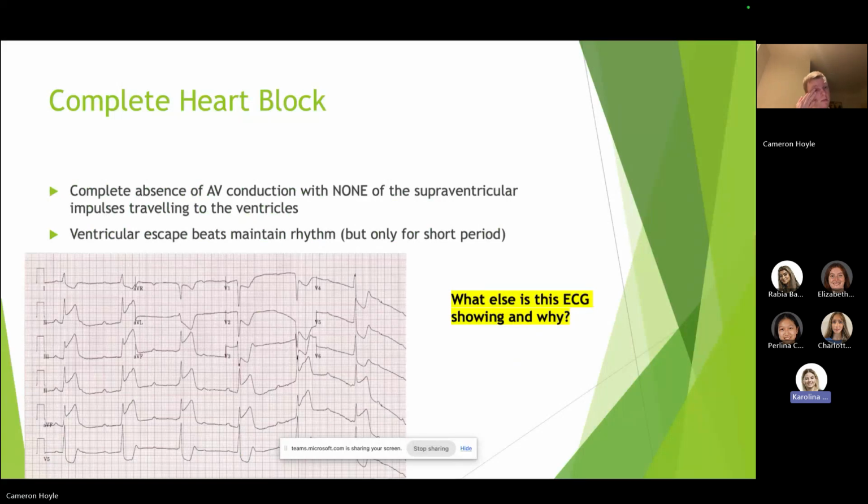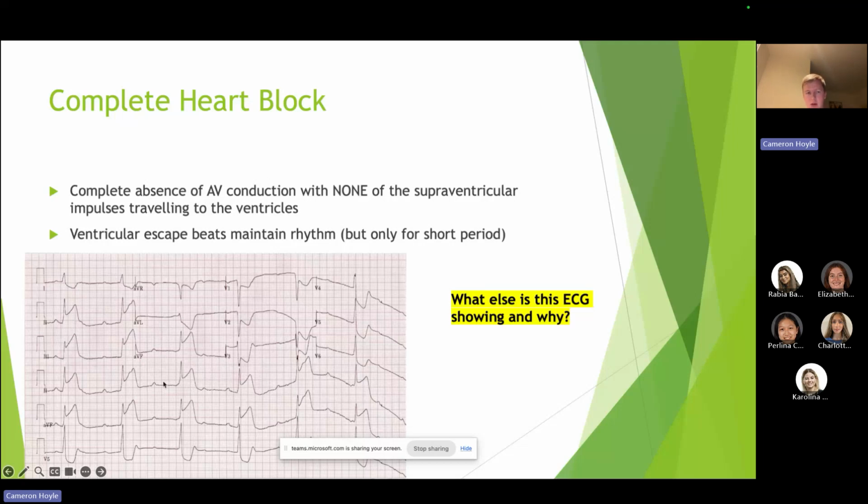Charlotte has mentioned ST elevation or high takeoff. Yes, there is ST elevation. What's the diagnosis from the ST elevation? What would you say is showing on the ECG? Just from myself, would that be an inferior STEMI? It would be an inferior STEMI, yeah. You can see that there's ST elevation in the inferior leads, 2, 3, and AVF.